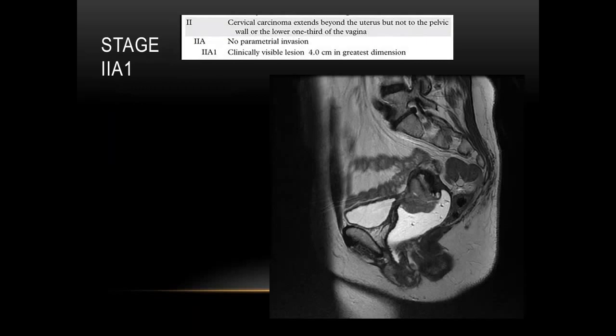Okay, this is stage 2A. There is no parametrial invasion. It is less than 4 centimeters, and it is involving the upper third of the vagina, but not the lower third. And the upper two-thirds versus lower third is defined as: the lower third is if it goes below the base of the bladder.